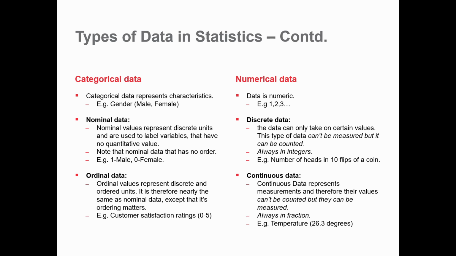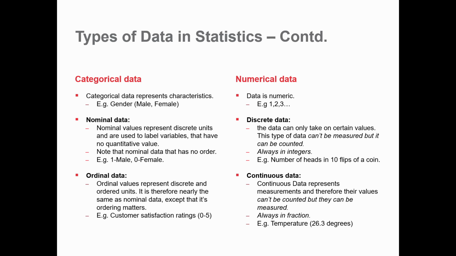Let's go to numerical data. Numerical data, as the name suggests, means data is numeric. The data can be integer or the data can be fraction. Integer data is called discrete data and it cannot be in fraction. You can count the discrete data, but continuous data you cannot count.